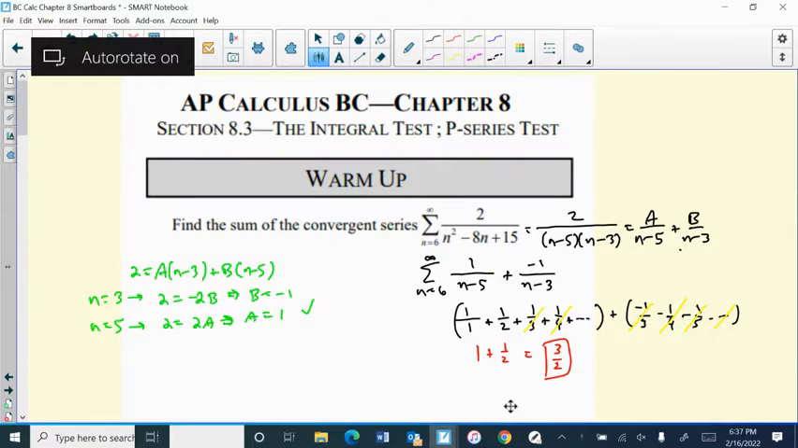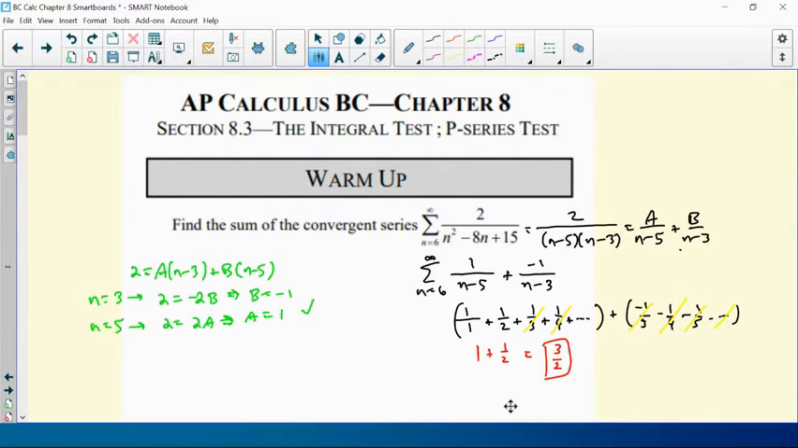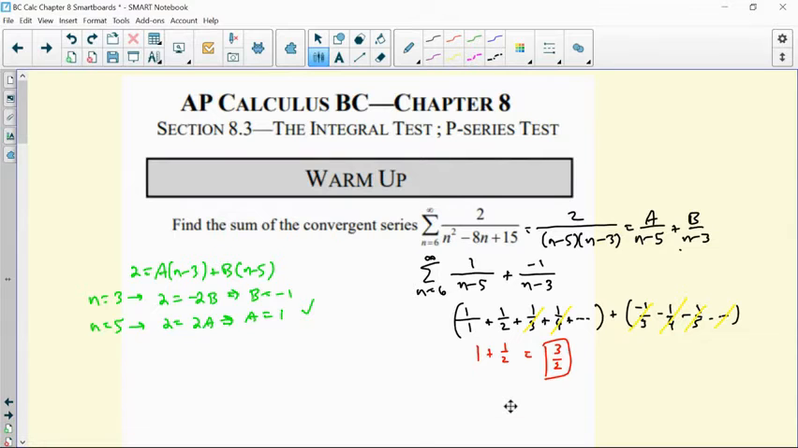Okay, so this video is going to take a look at the integral test, and either the p-series test, or I'll make a second video for that. But the first thing you want to do is, well, don't look at this answer. Pause. I want you to complete that warm up, and make sure you can do that telescoping sequence.